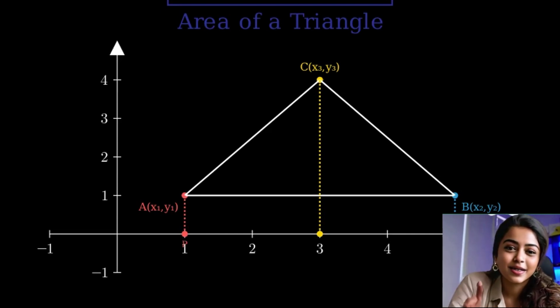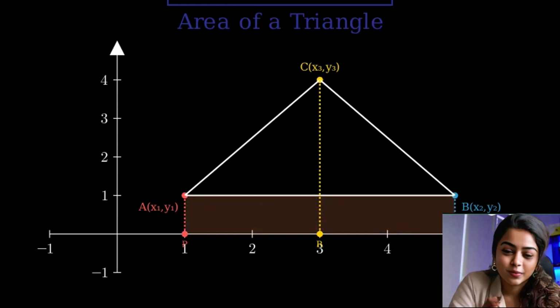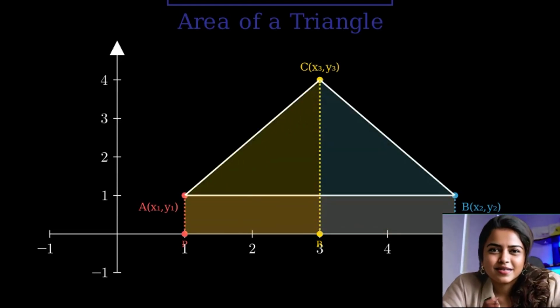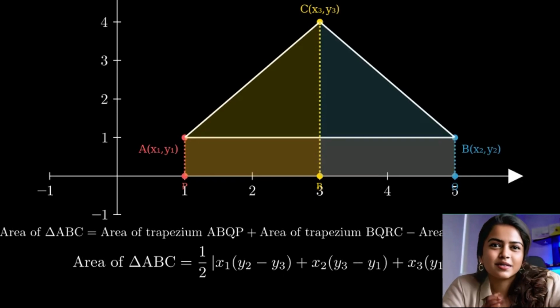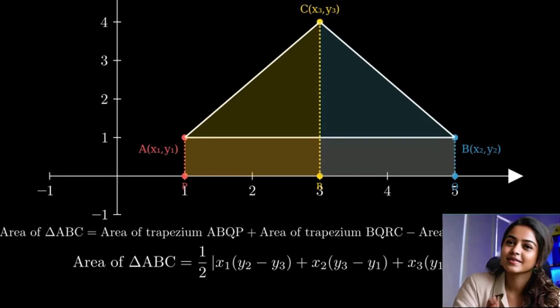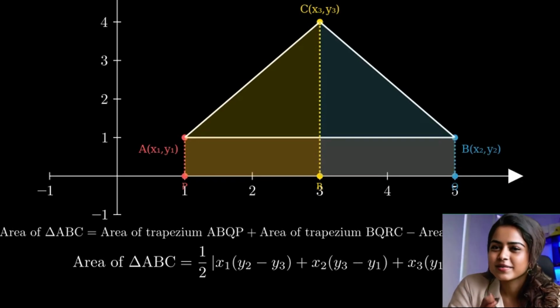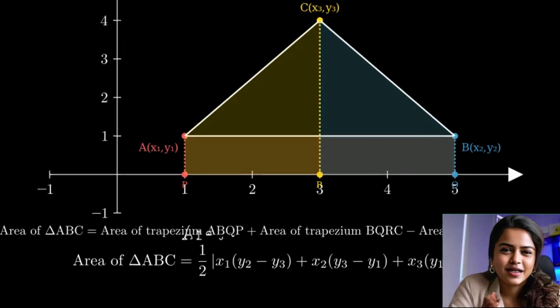Area of triangle ABC equals absolute value of half of x1 times (y2 - y3) plus x2 times (y3 - y1) plus x3 times (y1 - y2). This can also be written in a more compact determinant form, which is easier to remember.